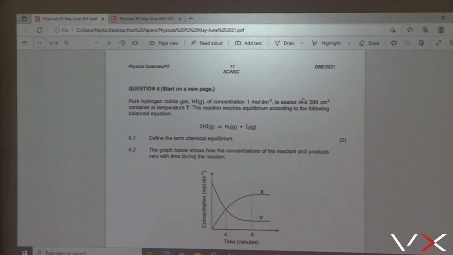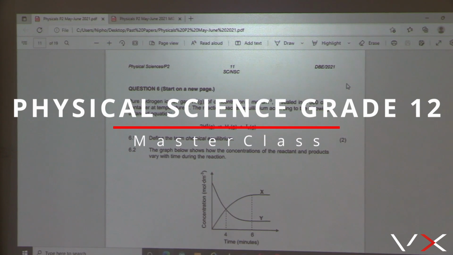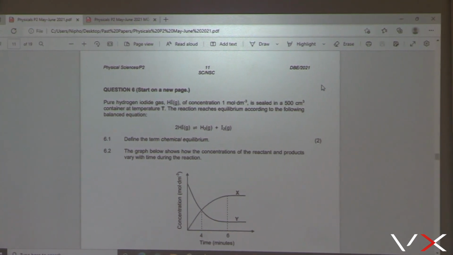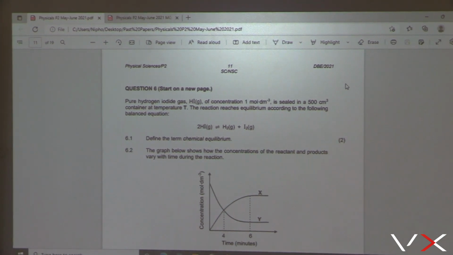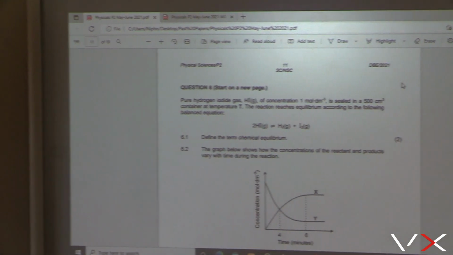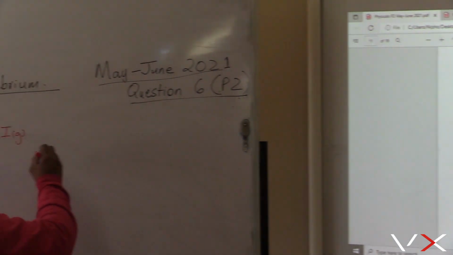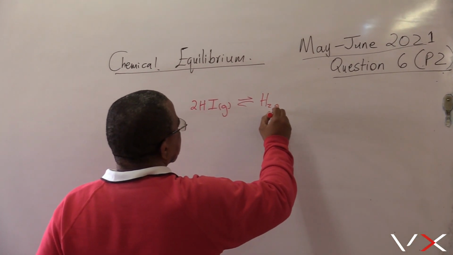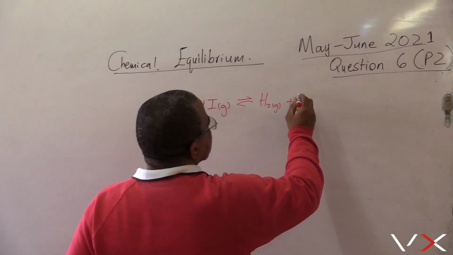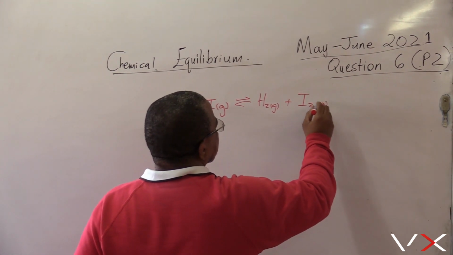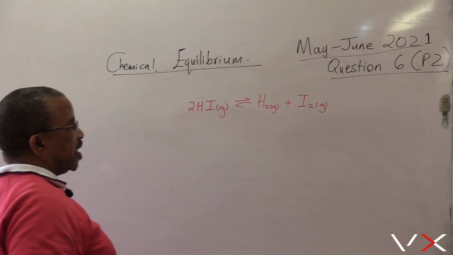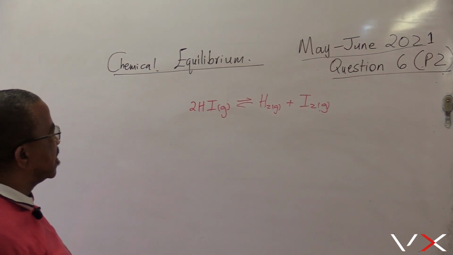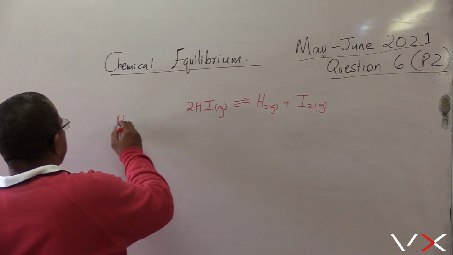I see question number 6. Pure hydrogen iodide gas of concentration, 2HI gas, is in equilibrium with H2 gas plus I2 gas. 2HI gas of concentration before reaction.